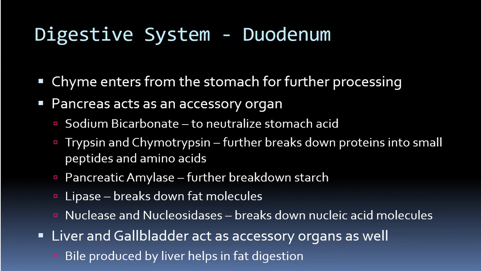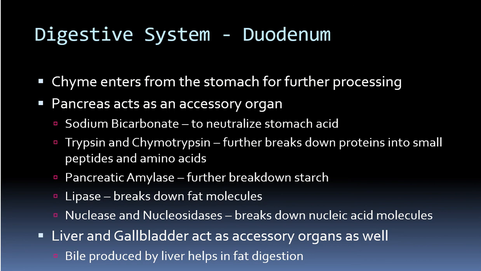This is actually where the accessory organs start adding assistance to the digestion of material. The accessory organs are going to be the pancreas, the liver, and the gallbladder. Food does not travel through these accessory organs, but the accessory organs can pump different digestive material into the duodenum to help break apart what wasn't completely broken down in the stomach.